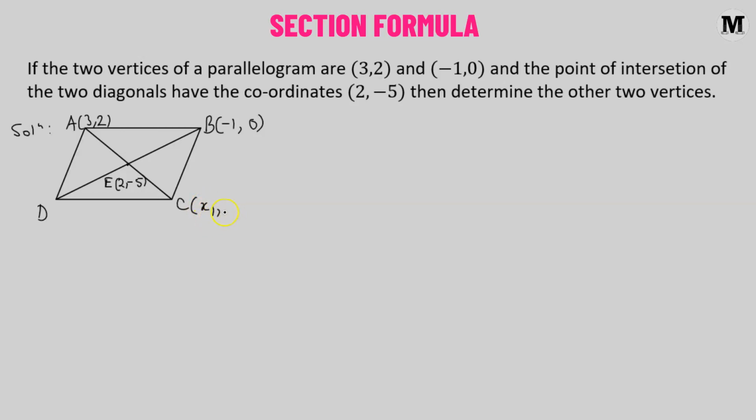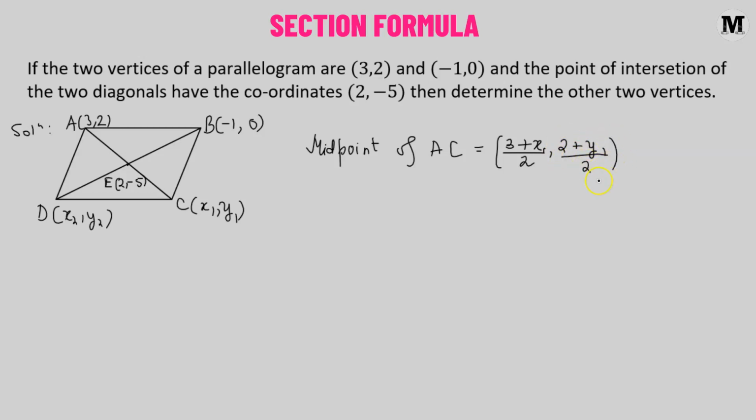So let's name the coordinates of point C as (x1, y1) and the coordinates of point D as (x2, y2). Now we can use the fact that we can find the coordinates of the midpoint of the diagonal, starting with AC. All we have to do is take the sum of the x coordinates of the endpoints, so we have (3 + x1) divided by 2. And for the y coordinates, we add up the y coordinates of the endpoints, so that's (2 + y1) divided by 2. So that's the midpoint of AC by using the section formula.